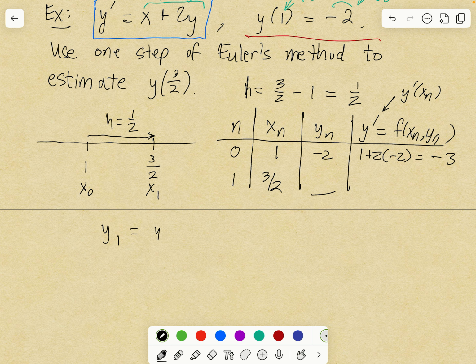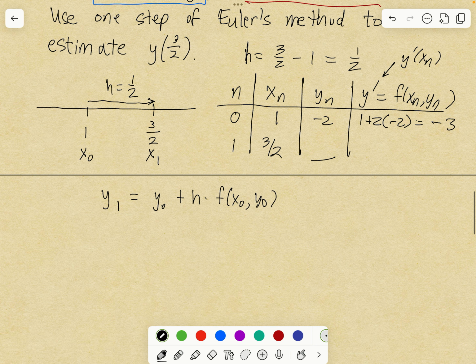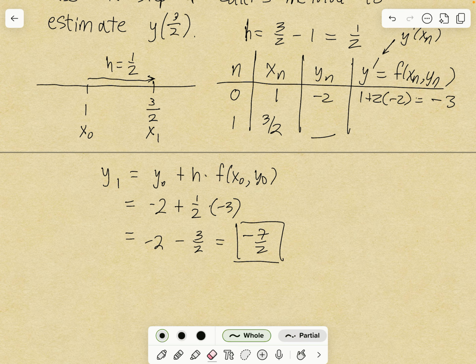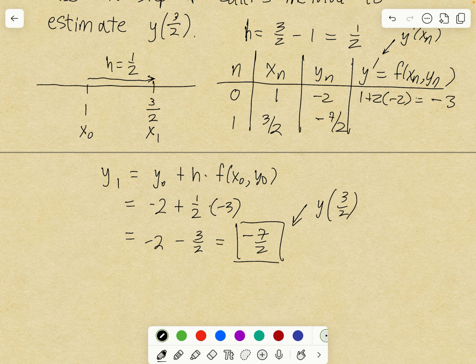Y sub 1 is y sub 0 plus h times f of x0, y0. So that is equal to, now you just look at the table. Y sub 0 is negative 2, h we know is a half, and then f of x0, y0 was negative 3. So now we have to figure out what this is. Negative 2 minus 3 halves equals negative 7 over 2. So the answer is negative 7 over 2. So that is what y of 3 over 2 is approximately equal to.